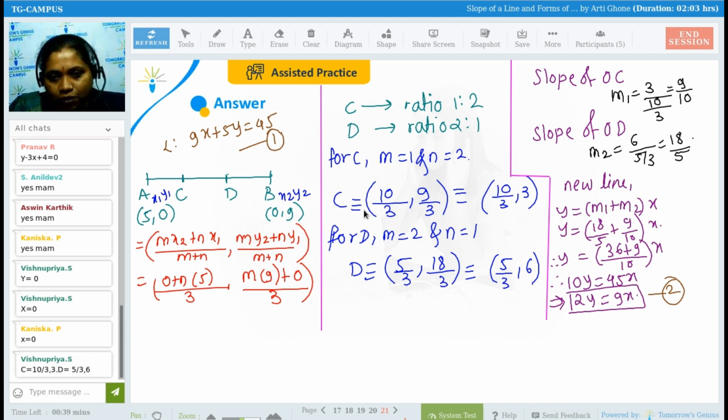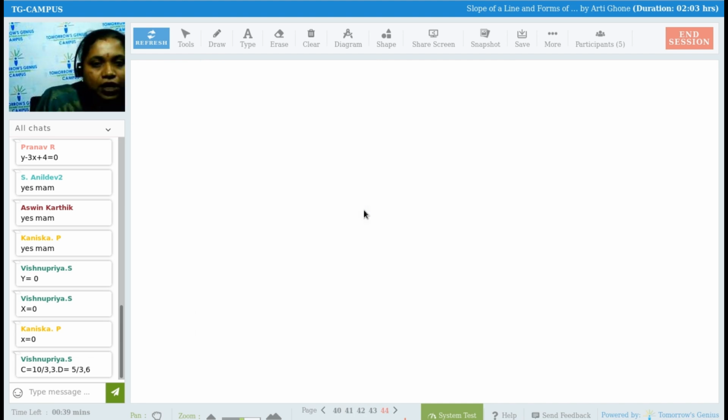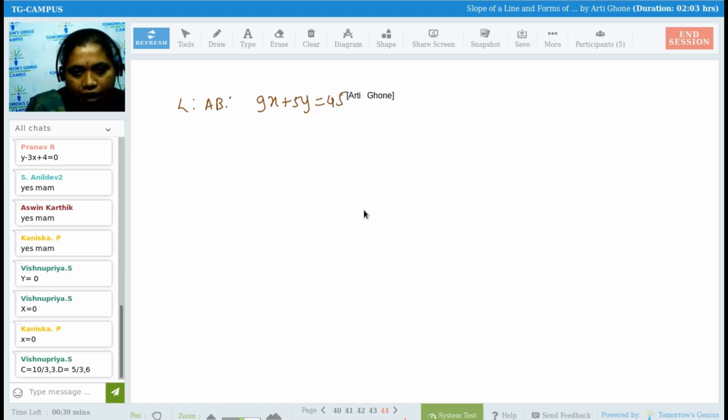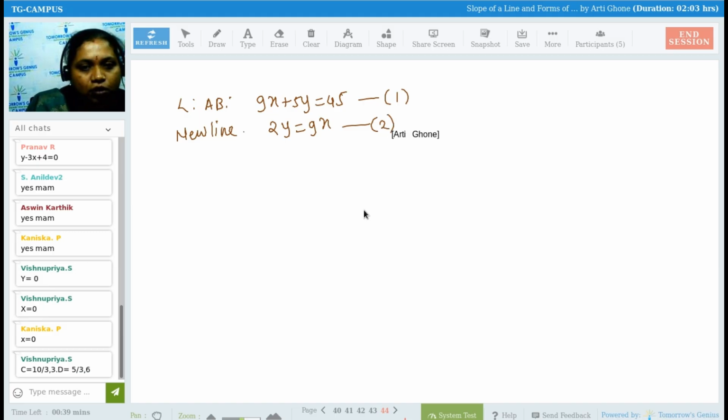So we are on the final step of our solution. We have equation 1, 9x plus 5y is equal to 45. I am writing it over here. L is equal to AB is equal to 9x plus 5y is equal to 45, and the second one is the new line. They have given a new line that is 2y is equal to 9x. So this is my equation 1, this is my equation 2. The point of intersection is found by solving equations 1 and 2.